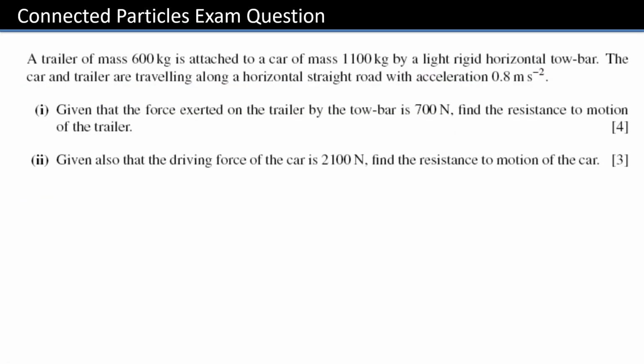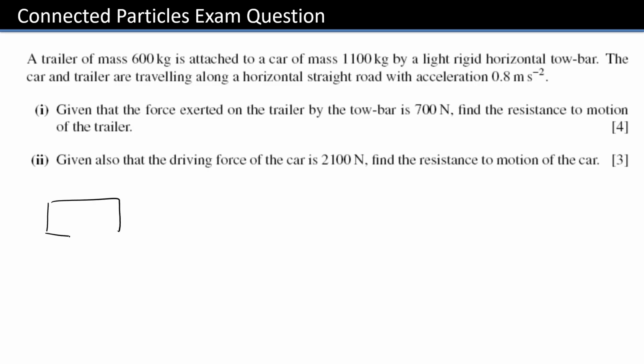So now let's have a look at an exam style question. It says a trailer has a mass of 600 kilograms, is attached to a car of a mass 1100 kilograms by a light rigid horizontal tow bar. The car and the trailer are travelling along a horizontal straight road with acceleration of 0.8 meters per second squared. And for part 1 it says, given that the force exerted on the trailer by the tow bar is 700 newtons, find the resistance to motion of the trailer.